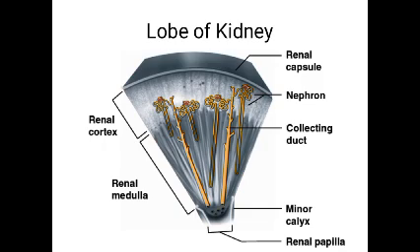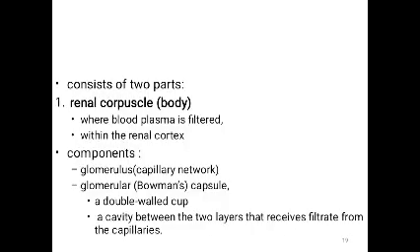The lobe of the kidney looks like this diagram. It consists of 2 parts: the renal corpuscle or body, where blood plasma is filtered within the renal cortex. Components: the glomerulus, a capillary network, and the glomerular Bowman's capsule, a double-walled cavity between the 2 layers that receives filtrate from the capillaries.